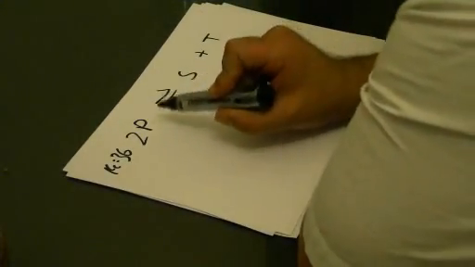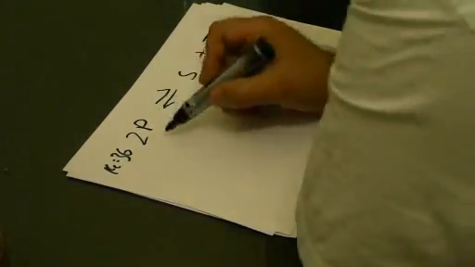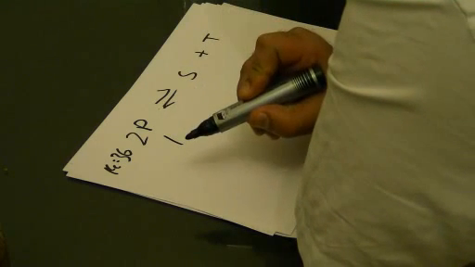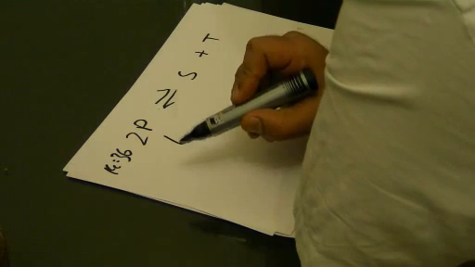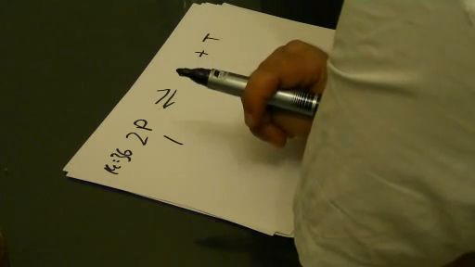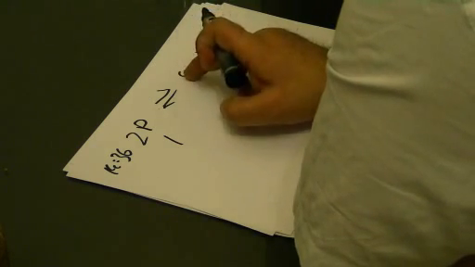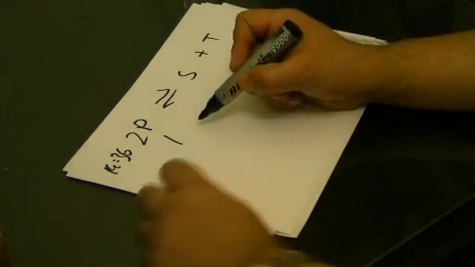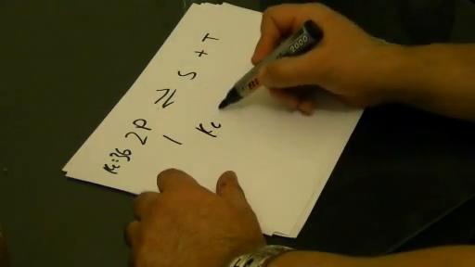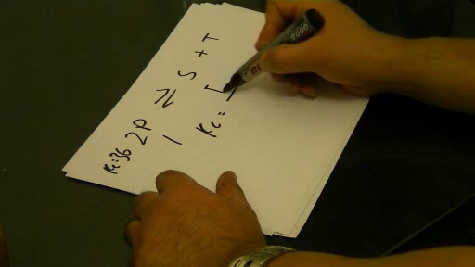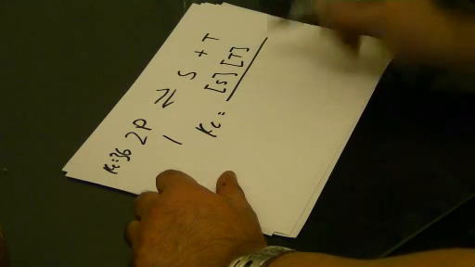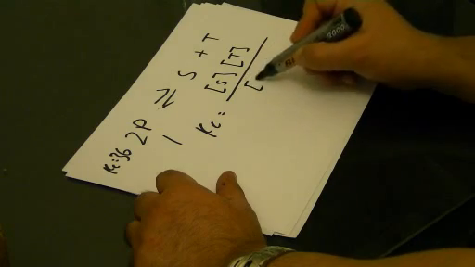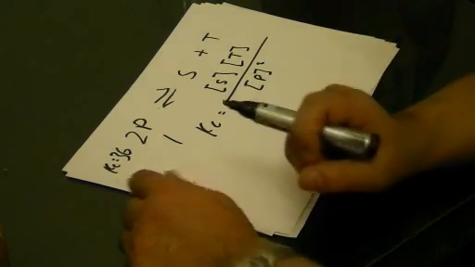Excellent. So in this one, we've got an equilibrium reaction of 2P going to S and T. We know we start with 1 mole of P, and Kc is 36. And we need to find the number of moles of S and T. So let's start with writing out the Kc expression. Kc would be equal to the concentration of S times the concentration of T over the concentration of P squared.